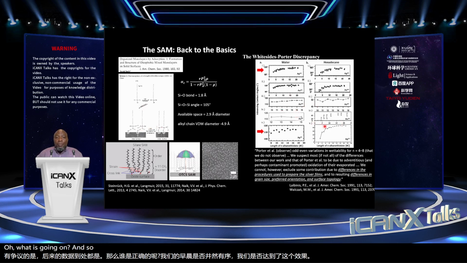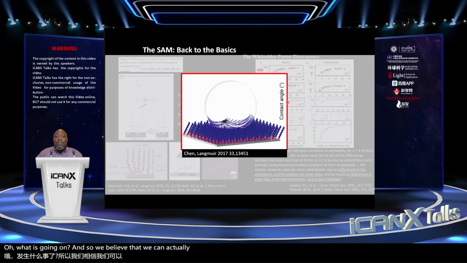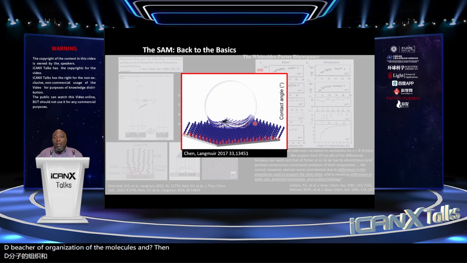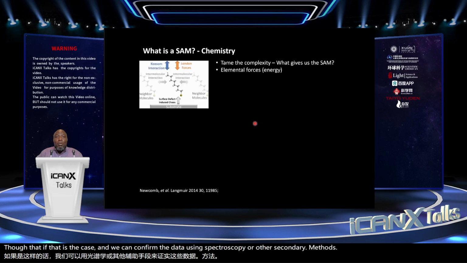And so we believe that we can use simple droplets of different liquids to reveal what is going on at the bottom of that monolayer. As we change the structure of the surface and the structure of the molecule, the free energy equilibration of that interface should reveal the nature of the organization of those molecules. And then we thought that if that is the case, we can confirm the data using spectroscopy or other secondary methods.